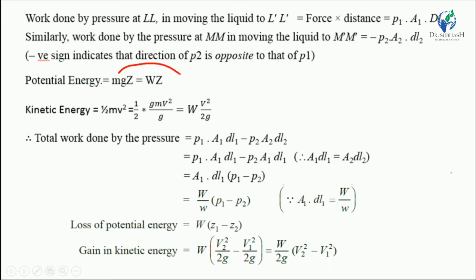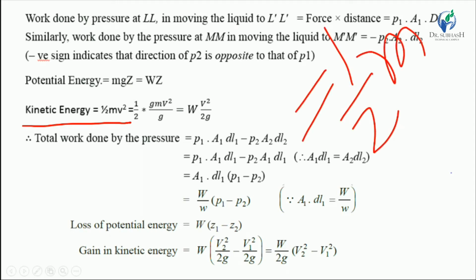Okay. So we can write mgz. So mg, we know that, is weight. So weight into z is the potential energy. Now the kinetic energy equation we also know, 1/2 mv square.